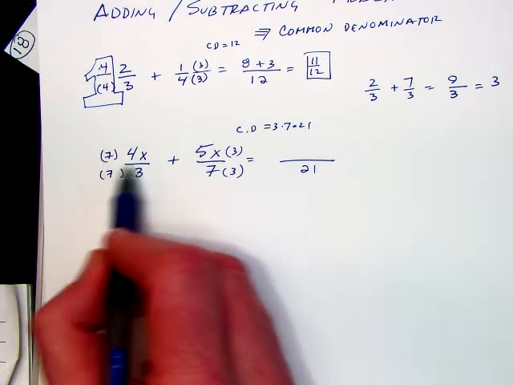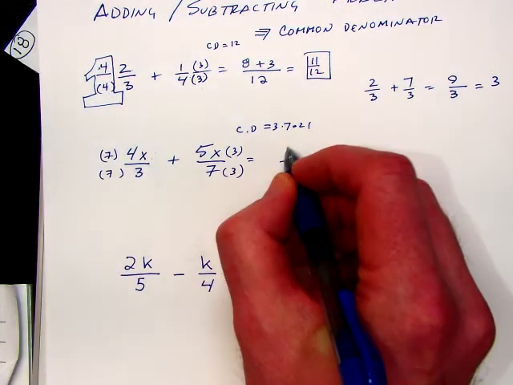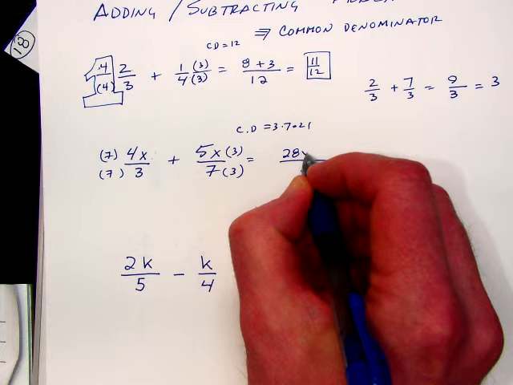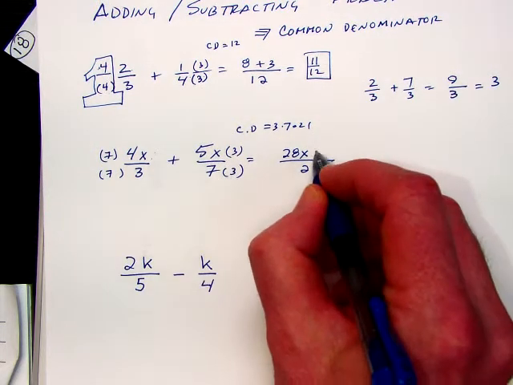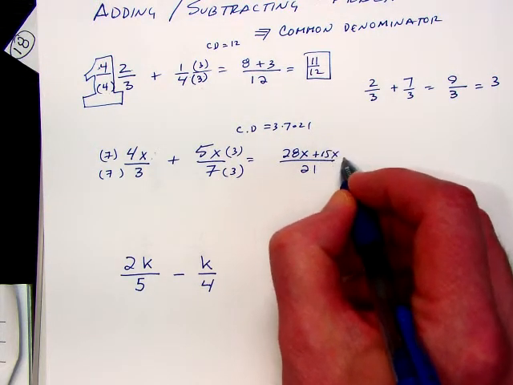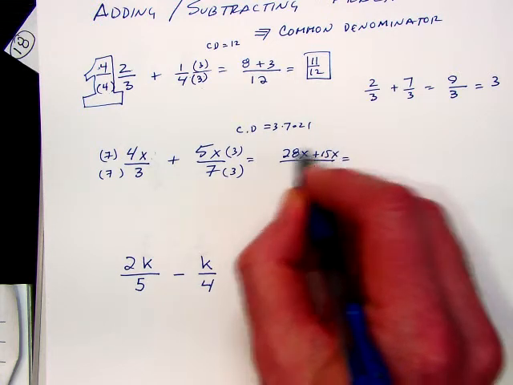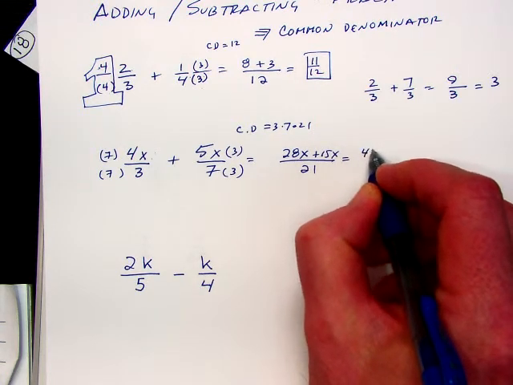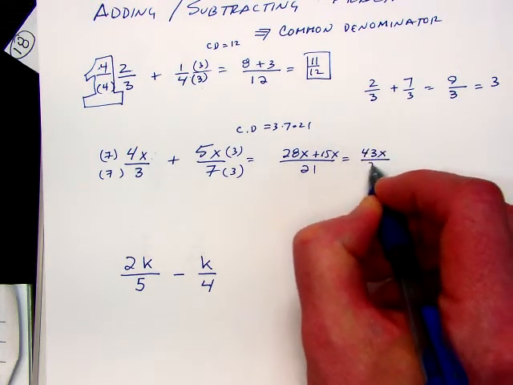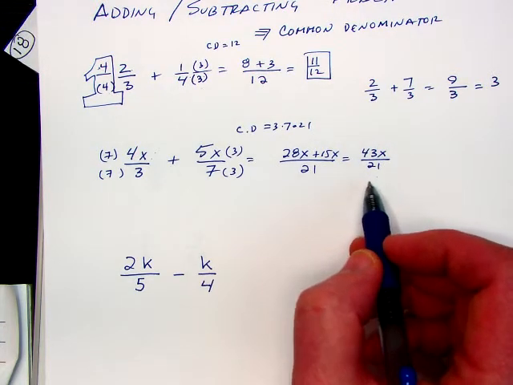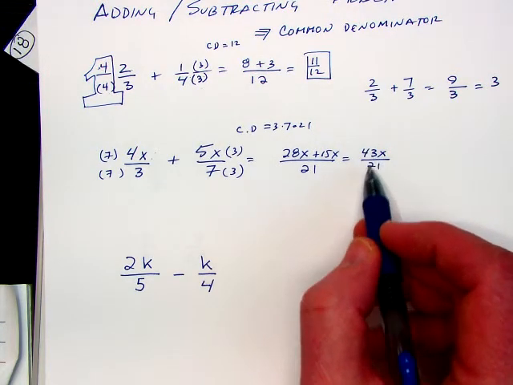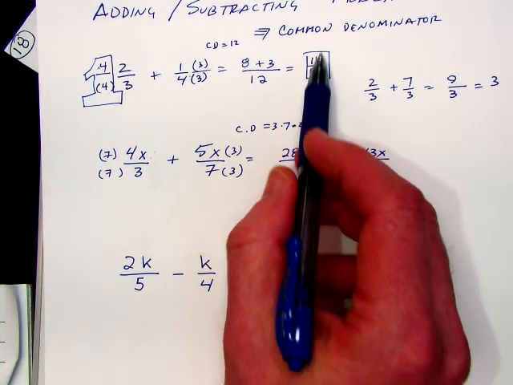4 times 7 is 28x. And here I'm going to get 5 times 3 is 15, so I get 15x. Now I can combine those together because they are like terms, and I believe that is 43x over 21. And nothing divides both of those. 3 is not a multiple of either of those, just like this cannot be reduced either.